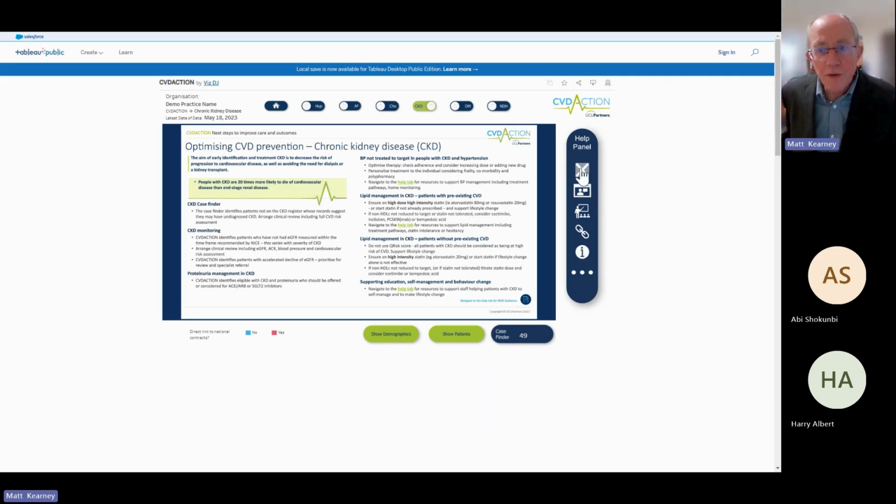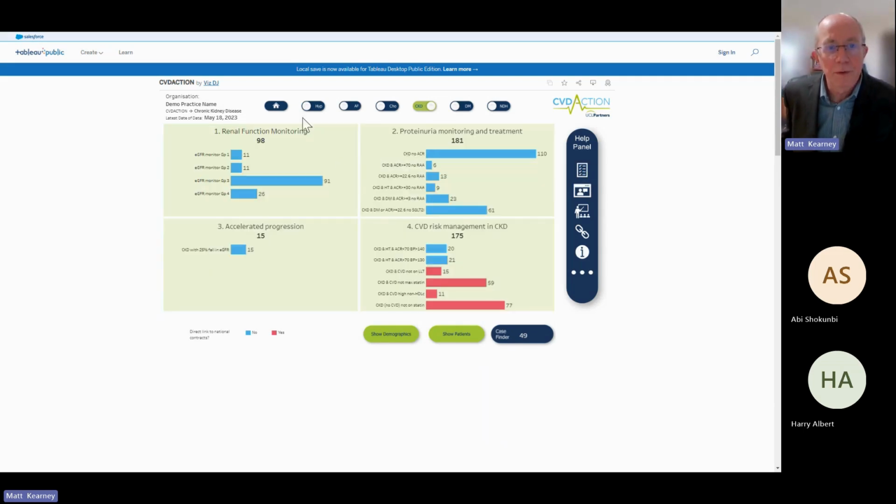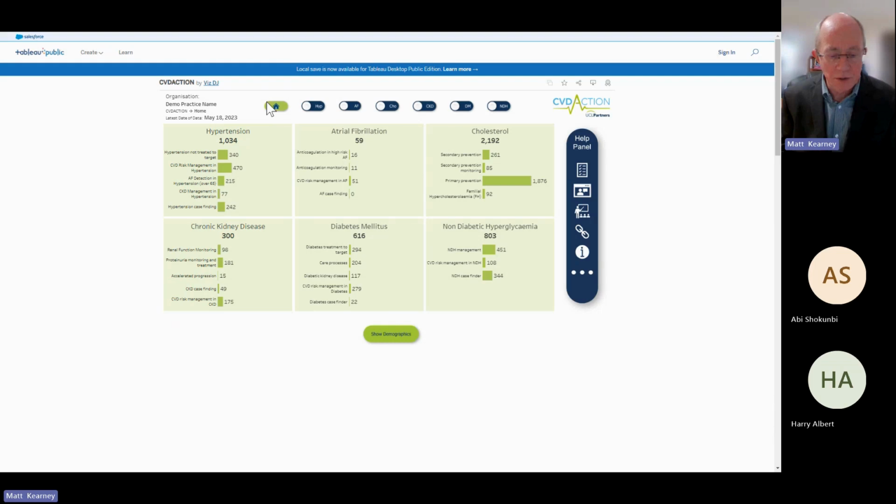So I hope that you found this useful to help understand how we can use CVDACTION to enable this prioritisation and focus. But it is all about focus. It's the high impact interventions that will make a difference to our patients and difference to our population health. It helps us to prioritise, create manageable chunks of work that match our capacity and fit in to our workflow.